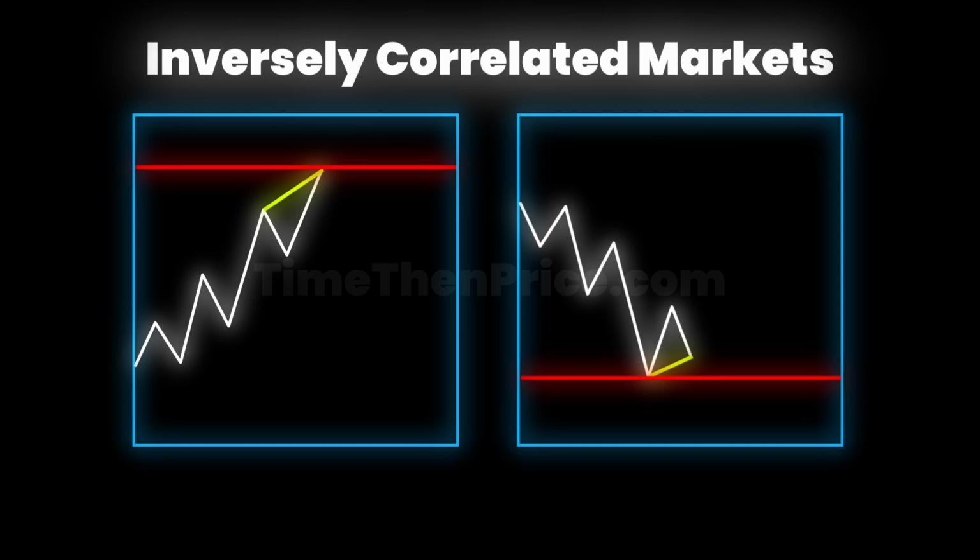What we can see is that the market on the left creates a higher high, whilst the market on the right creates a higher low. This right here is an SMT between these inversely correlated markets. They should move in the opposing manner of one another.